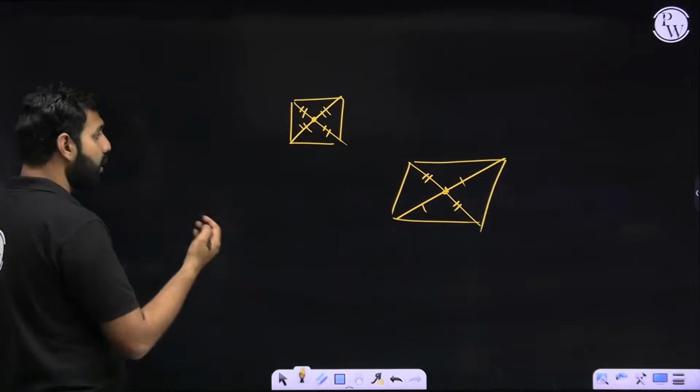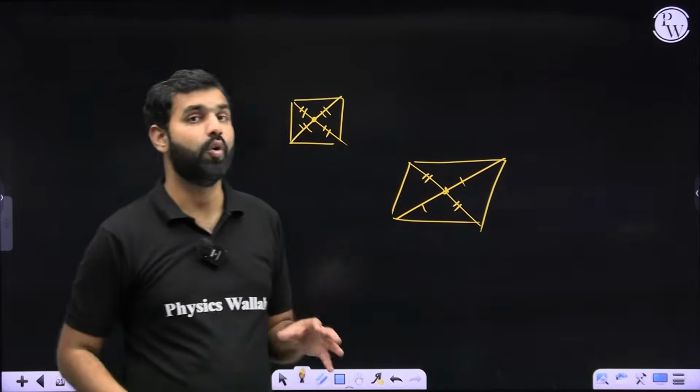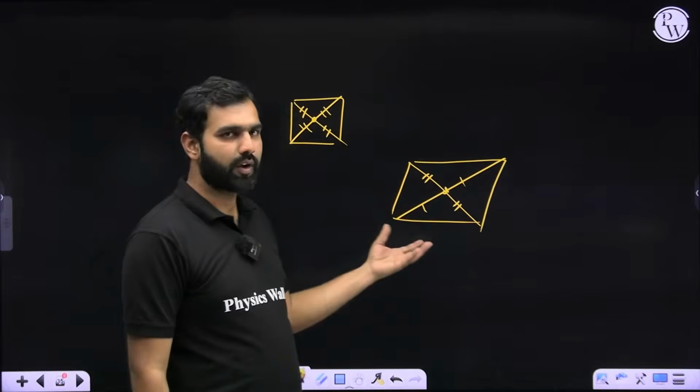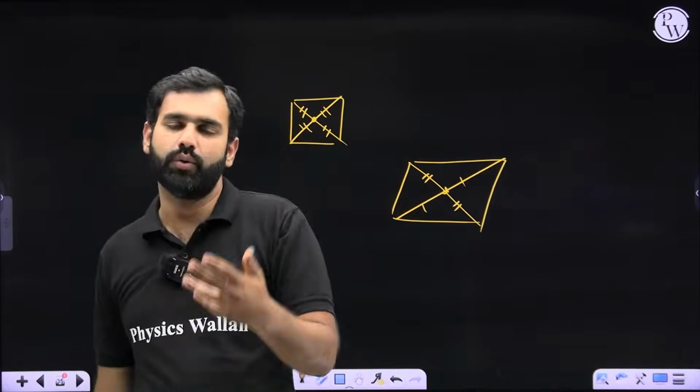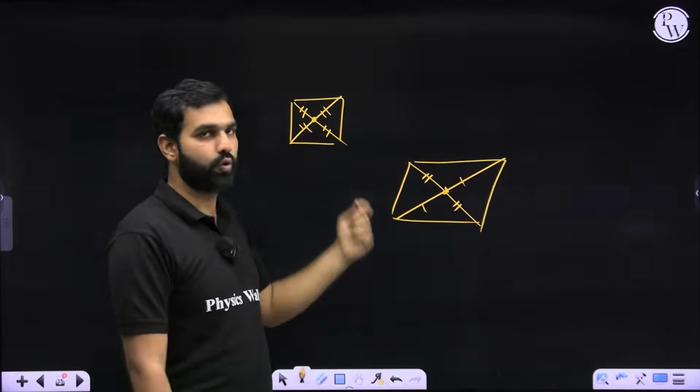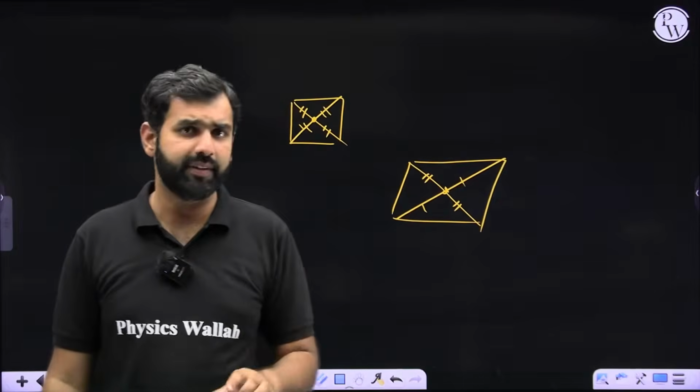Even if I take a rhombus, even if I take a rectangle, the same will hold true. Rectangle, rhombus and square are subsets of a parallelogram. So if it is true for a parallelogram, it will be true for the other three as well. I hope you're understanding why.